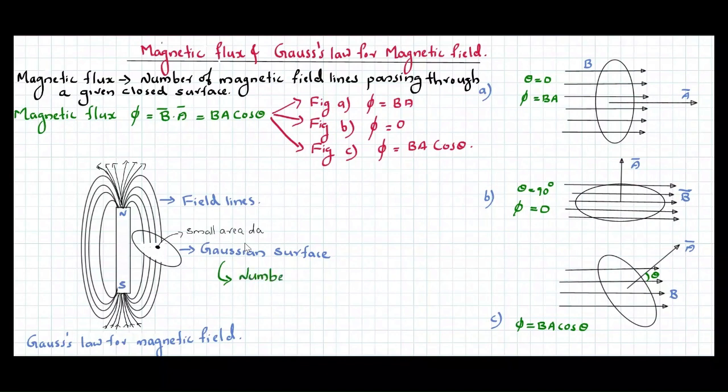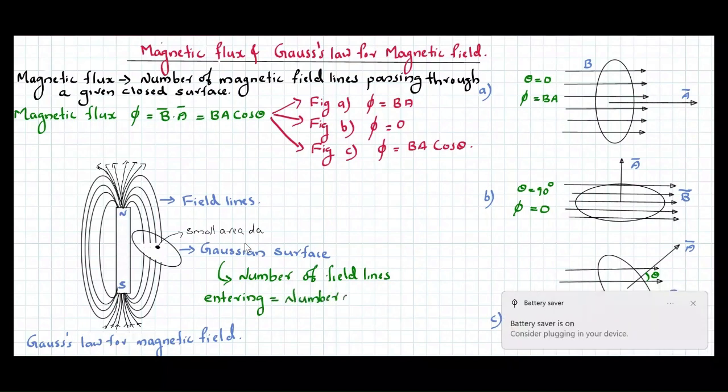And from the figure, you can see that the number of magnetic field lines entering the Gaussian surface and the number of field lines emerging from the Gaussian surface are same. Now, what is the magnetic flux then?